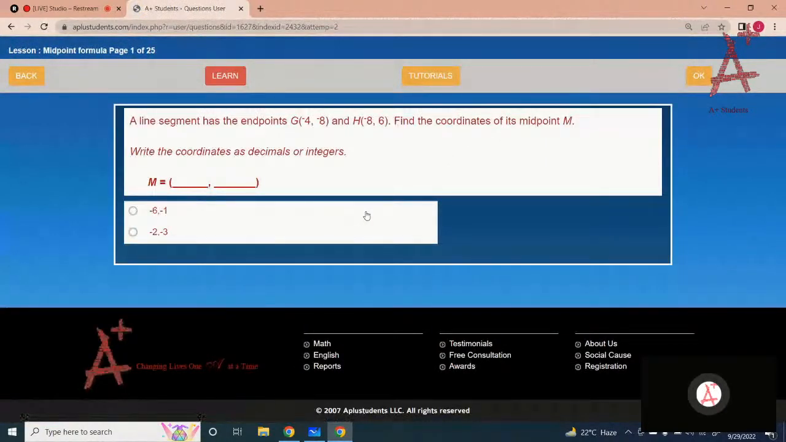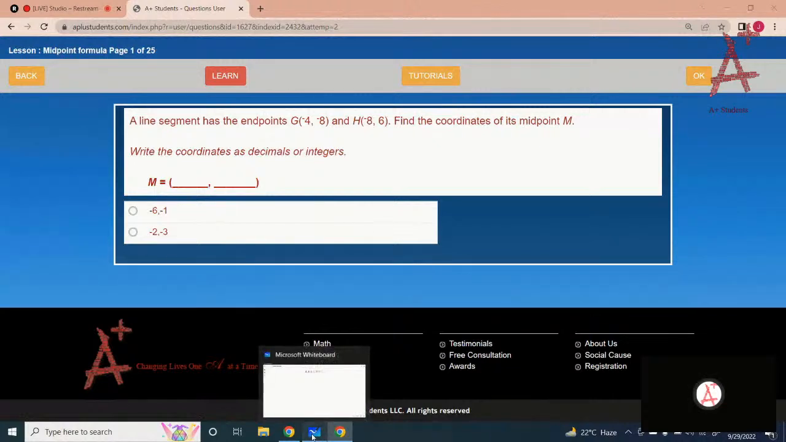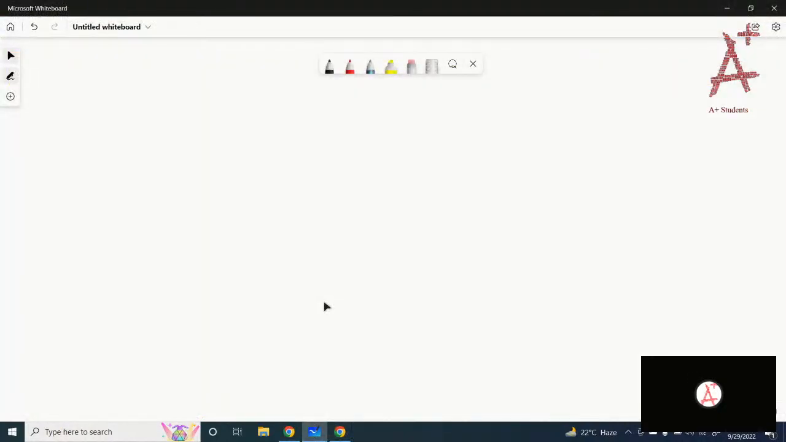A line segment has endpoints G (-4, -8) and H (-8, 6). Find the coordinates of its midpoint M. Let me write down the coordinates on the board. G has the coordinates (-4, -8) and H has the coordinates (-8, 6). So they are x1 and y1, and x2 and y2.